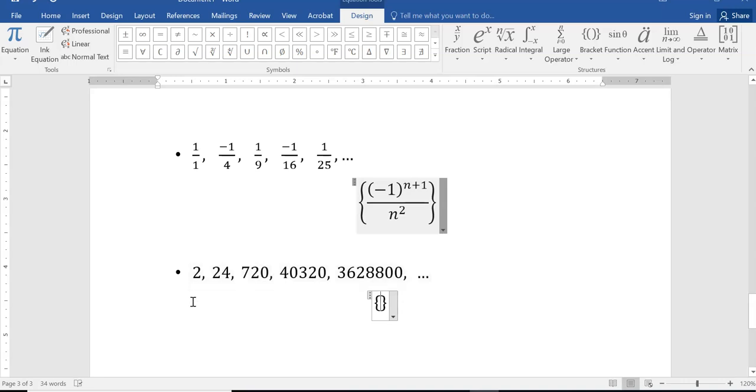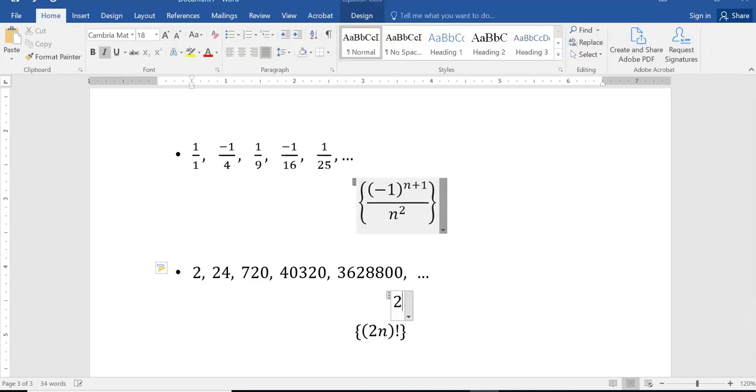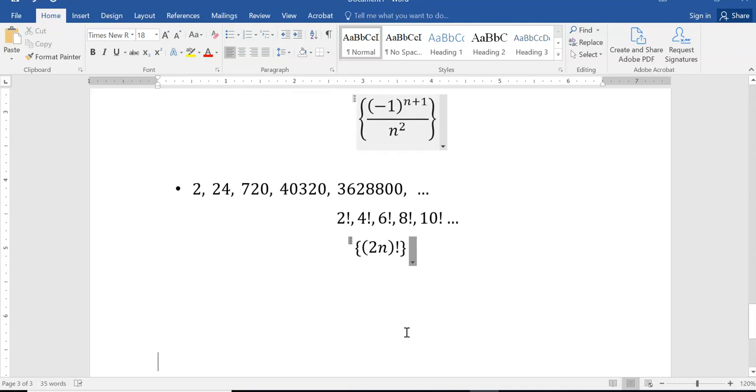Now what this is, 2 is actually just 2 factorial. 24 is actually 4 factorial. 720 is actually 6 factorial. So our sequence is actually 2 factorial, 4 factorial, 6 factorial. Sure enough, that next one is 8 factorial, and the next one is 10 factorial. And once you've seen it like that, it's pretty easy. It's the even numbers factorial. So what you do is you take (2n) factorial as the function that you're dealing with.